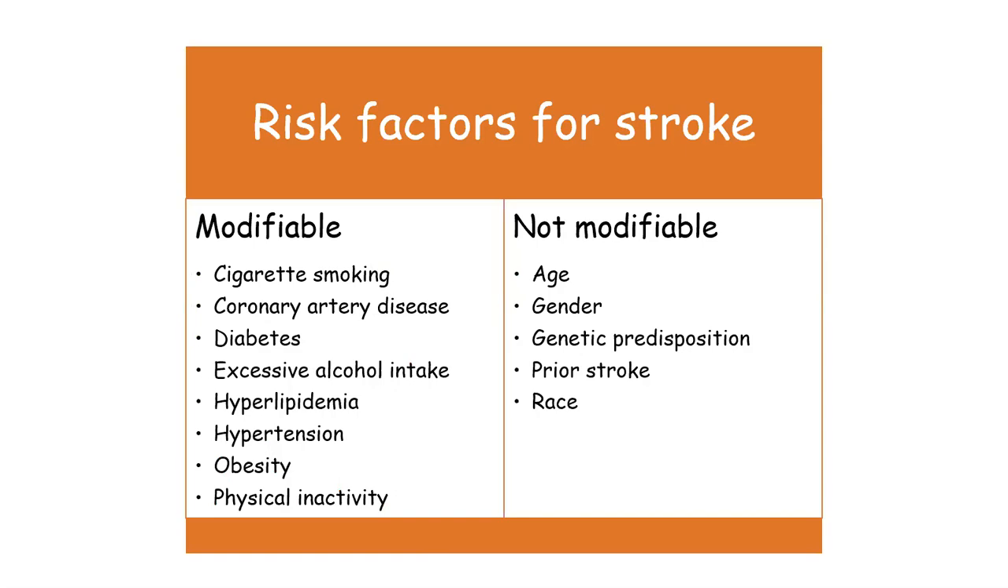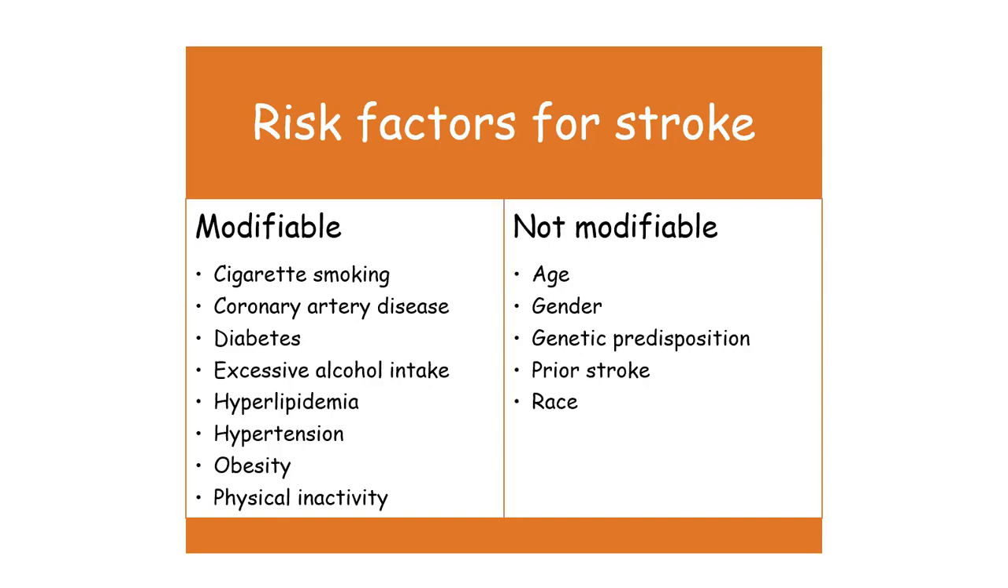Excessive alcohol intake. Hyperlipidemia, that's just high cholesterol. And that high cholesterol leads to atherosclerosis. Atherosclerosis is thickened, hardened arteries. You have less volume of circulating blood, less oxygen being supplied. Hypertension, that's just your heart pumping hard and you have high blood pressure. Obesity and physical inactivity. Then the things you can't modify: your age.